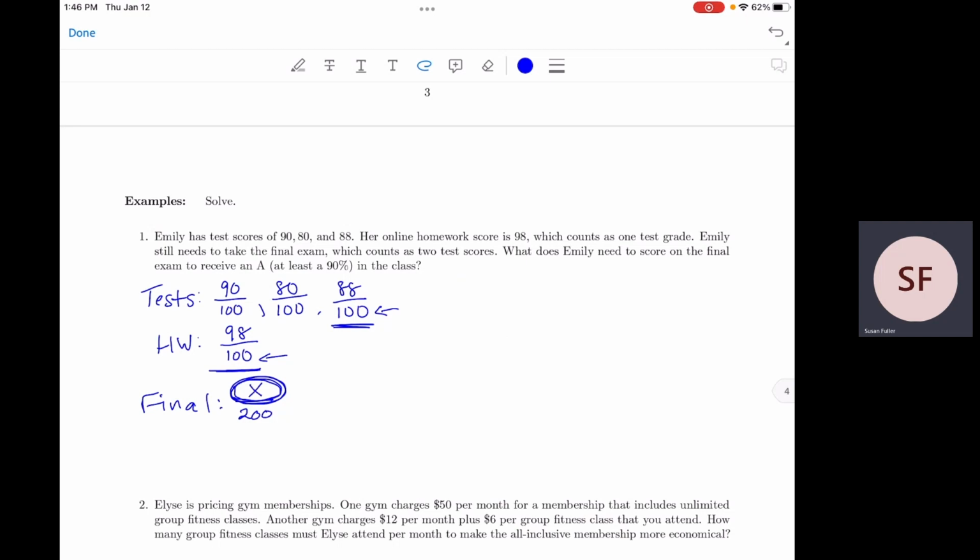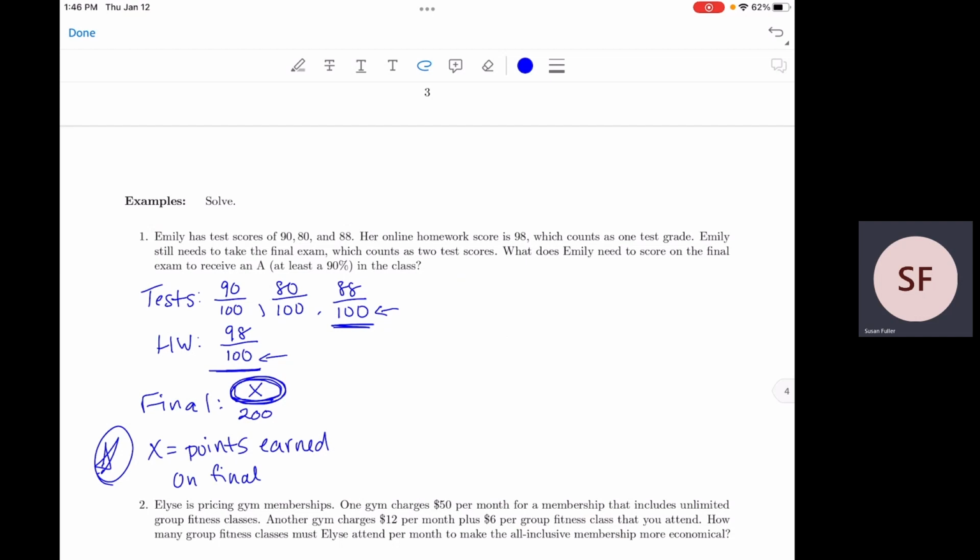I'm going to make that my variable, and I'm going to call my variable X. You can call it whatever you like. I'm just going to call it X because that's kind of what I'm programmed to do. So I put an X in there, and I'm just going to make a note here that X equals the points earned on the final. So that's going to be however many points she earns out of that possible 200. That's what my X represents in this scenario.